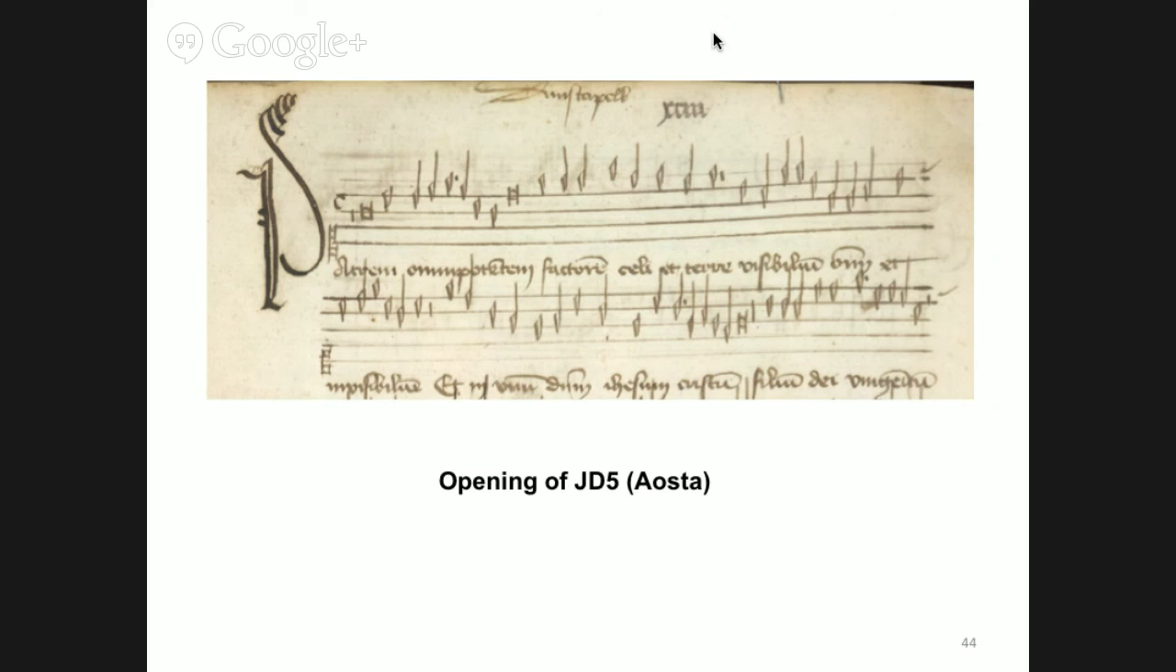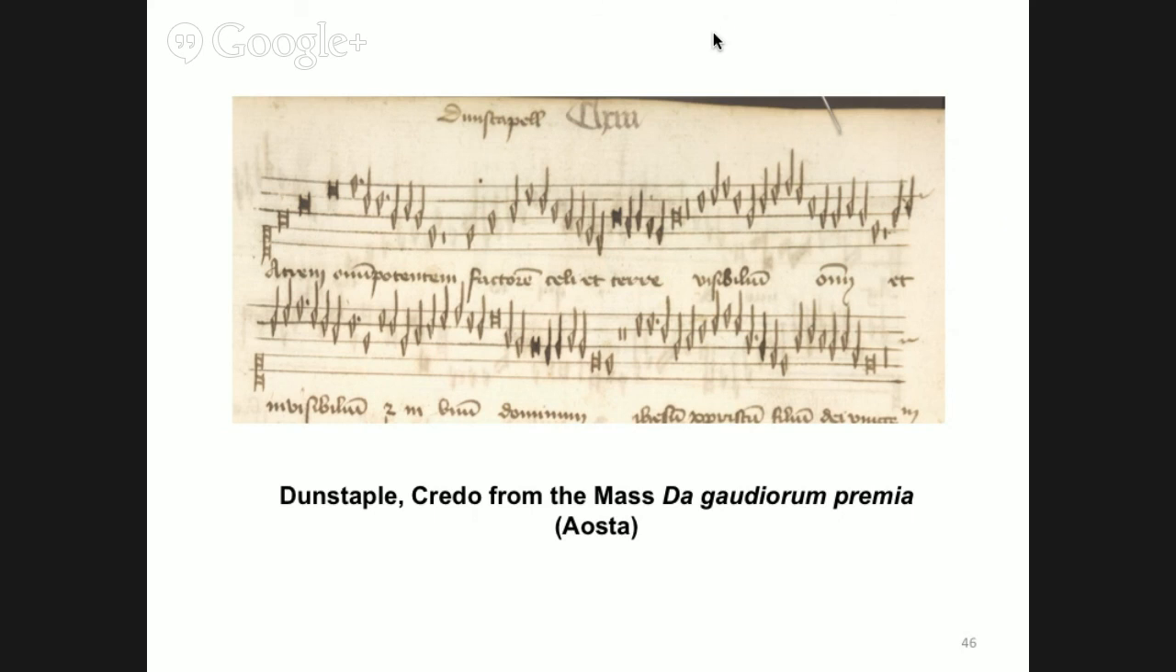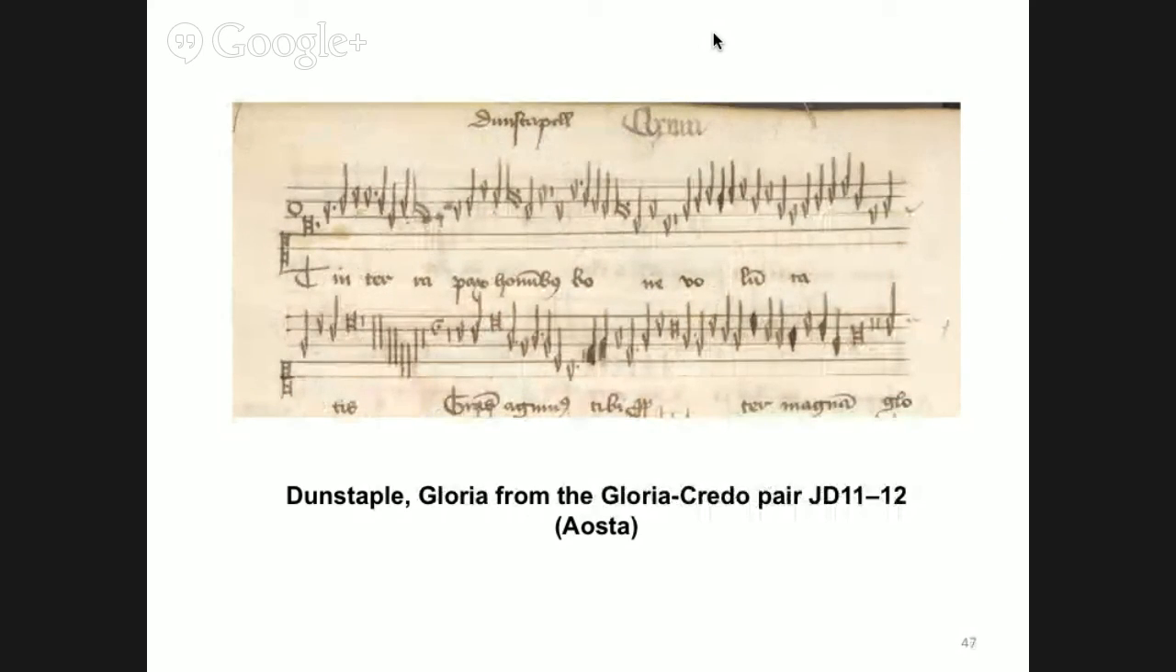There are several instances in Aosta, each involving the work of the same scribe, of a single ascription applying to two or more successive items. They include Power's Mass Alma Redemptoris Mater, where the four surviving sections appear as a unit, but with the name Leonel above the Gloria alone. Two movements of Dunstable's Mass Da Gaudiorum Premia, and a Gloria Credo pair, also by Dunstable. In each case, the musical connections between related items, whether involving a cantus firmus or other kinds of common musical material, are self-evident, and it may have been for this reason that the scribe considered it unnecessary to repeat the ascription. But if this was his practice with items that together constitute a larger musical entity, why should it not apply where two or more items of the same type appear together? Perhaps it is time to broaden our definition of the term pairing.